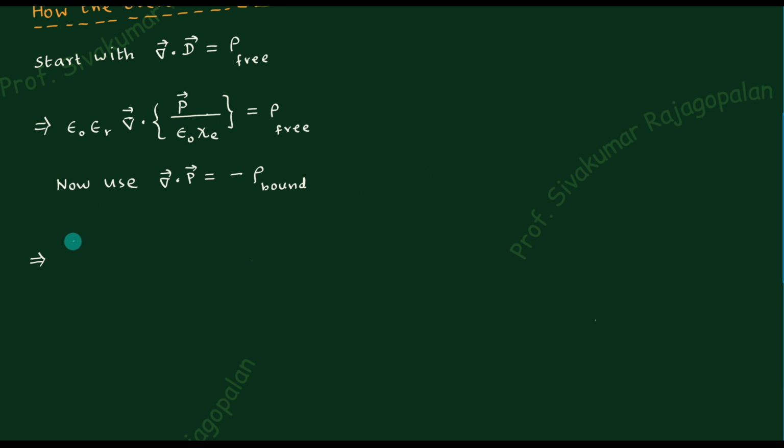And you should also remember, whenever any other expression comes, we'll have to substitute. So there is a chi e here. So probably you should remember that 1 plus chi e equals epsilon r. This one we have derived in the last class. So if you substitute all these things, I get like this. There is epsilon r divided by epsilon naught, multiplied by minus rho b. Rho b means bound, and that is equal to rho f.